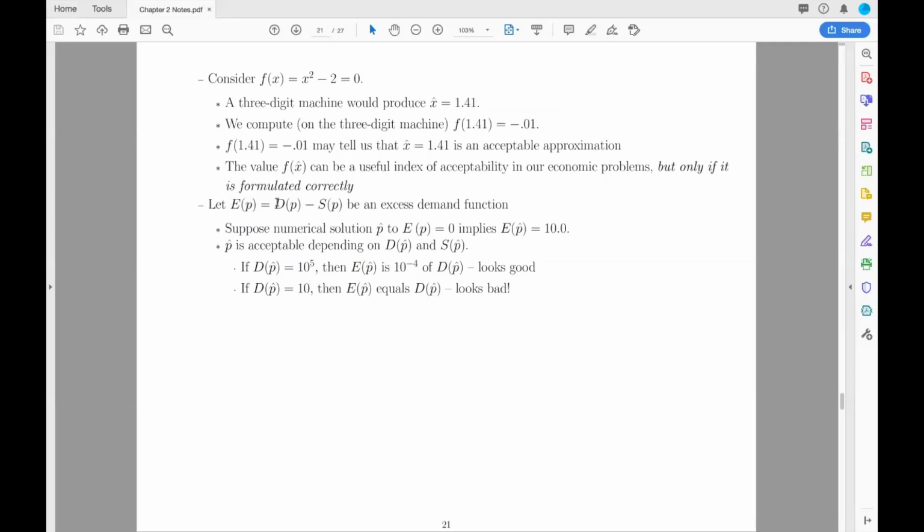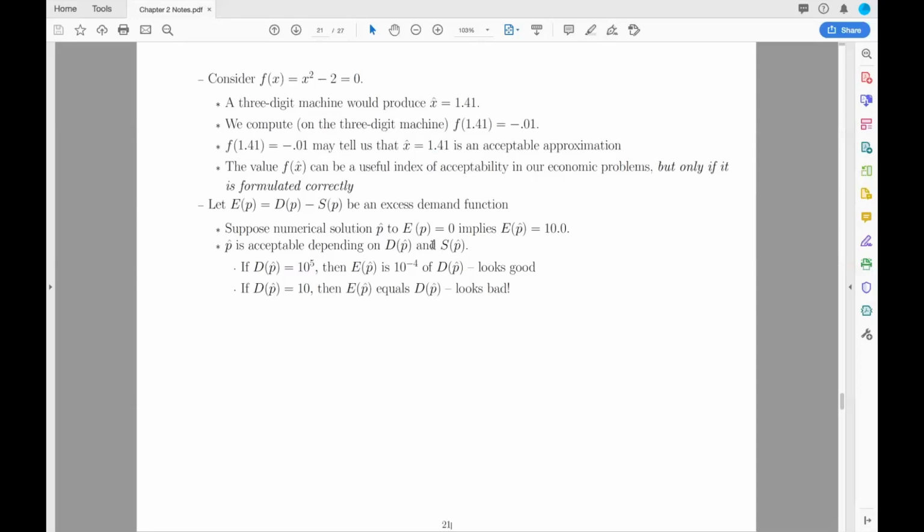Suppose that what you have is a general equilibrium model. You have a demand and a supply, and then excess demand is some function E of P. You can think of P as a scalar here, but the same principles go for a vector. Now, suppose that you did a numerical solution for P hat. Here's your equation, and you come up with a P hat, and then you plug it into E, and it comes out to 10. Now, is that error acceptable?